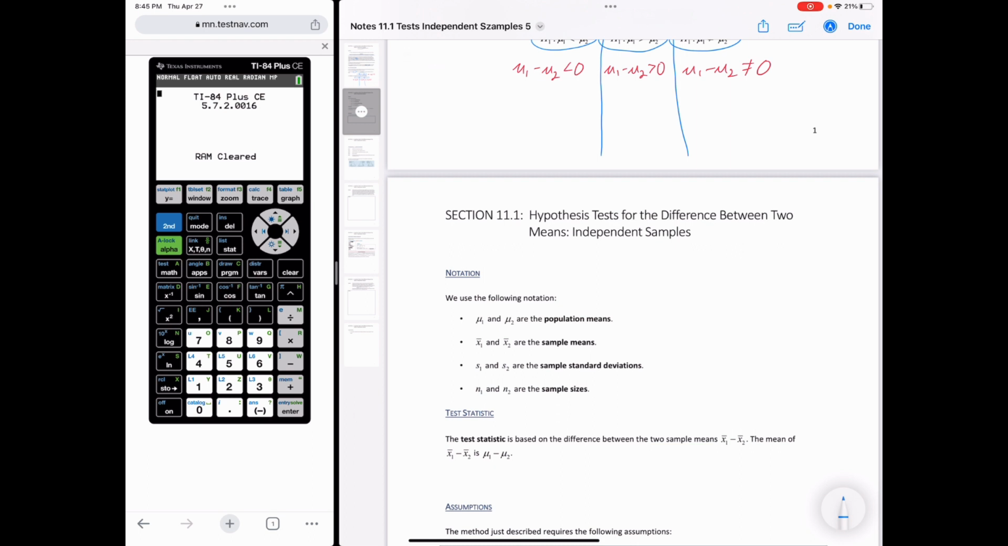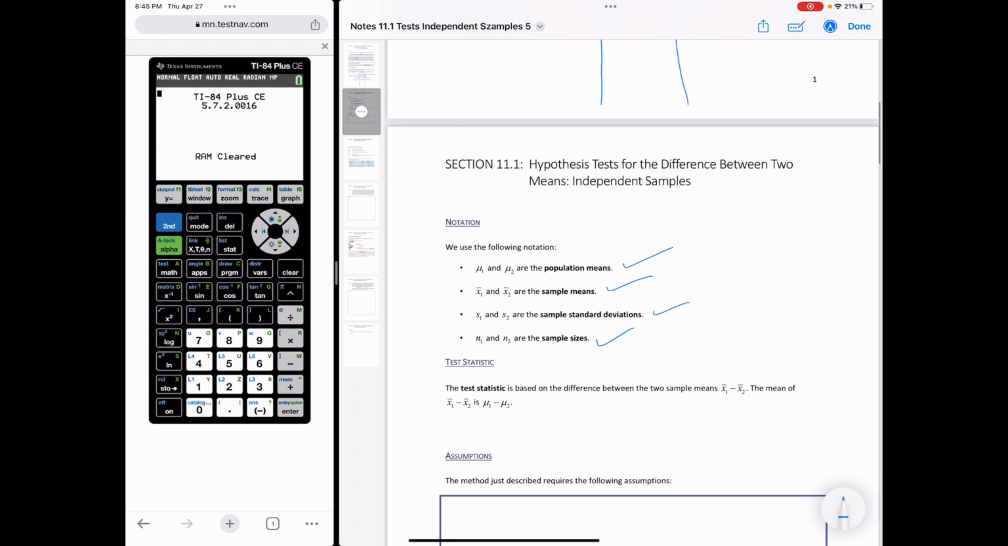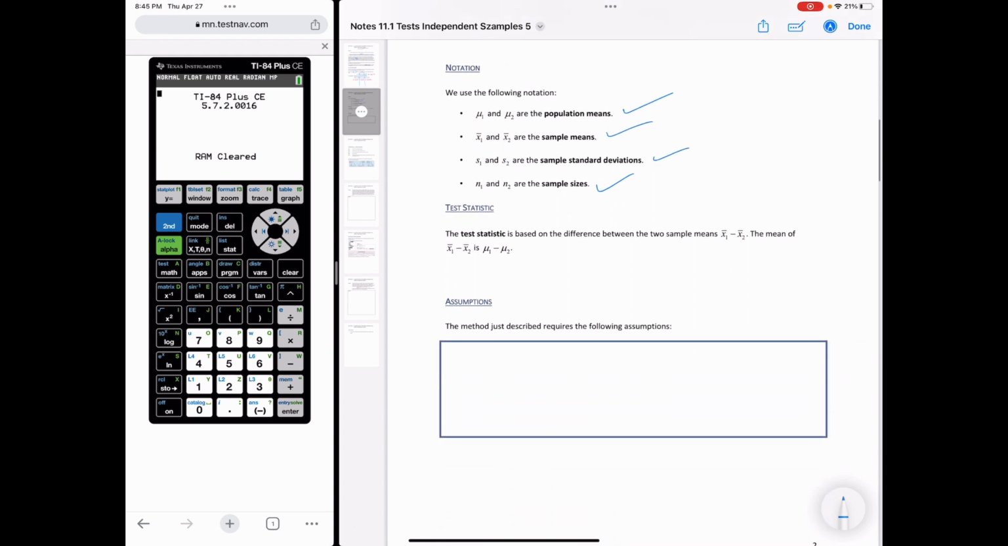Now, the next page is some stuff that we already did with a confidence interval. Mu1 and mu2 are the population means. X bar 1 and X bar 2 are the sample means. S1, S2 are the sample standard deviations. N1 and N2 are the sample sizes. The test statistic is based on the difference between the two sample means. The mean of X bar 1 minus X bar 2 is mu1 minus mu2. We're going to do it just like we did the confidence intervals.